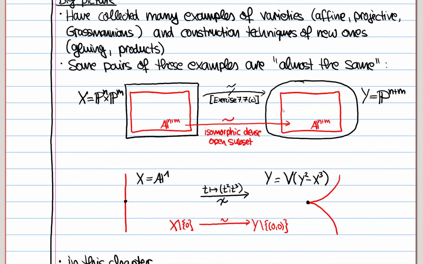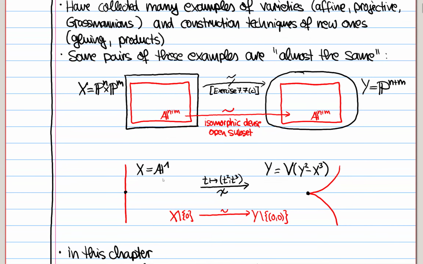And similarly, we have the variety A1 and this variety here, this vanishing set of y² − x³, called the cuspidal curve. Then we have seen that there is this map from A1 to Y, which sends t to (t², t³). And we have checked on the coordinate rings that this is not an isomorphism. On the other hand, you can also check on the coordinate rings that if you remove 0 here and the origin here, then this map becomes an isomorphism of these open subvarieties.